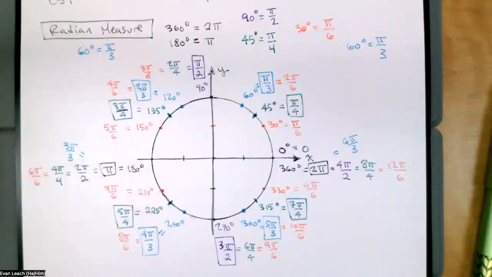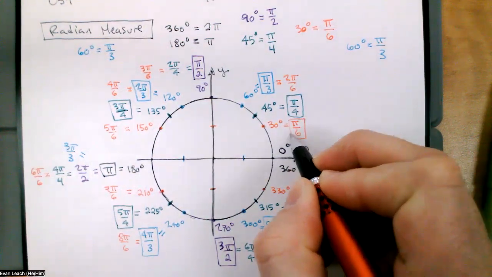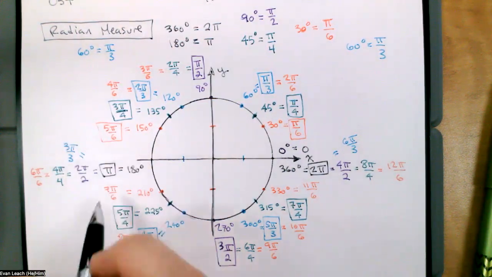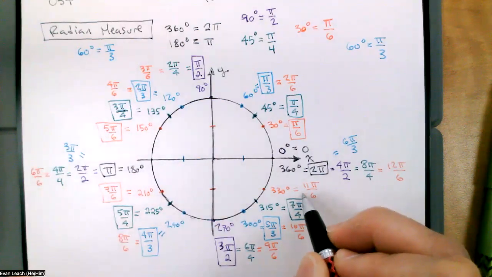And now the ones that keep a 6 after simplifying, there are 4 of them, 1 in each quadrant. Pi over 6. 5 pi over 6. 7 pi over 6. And 11 pi over 6.